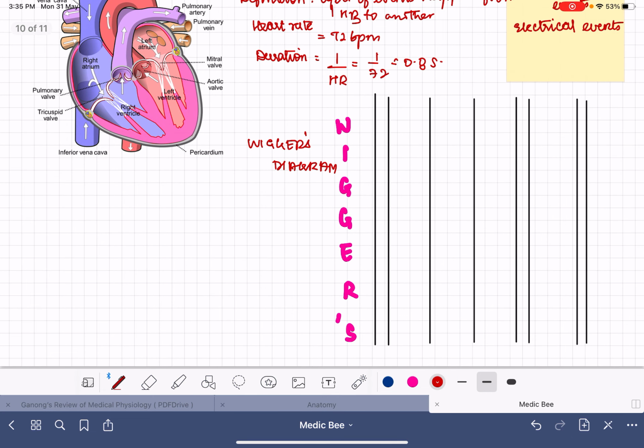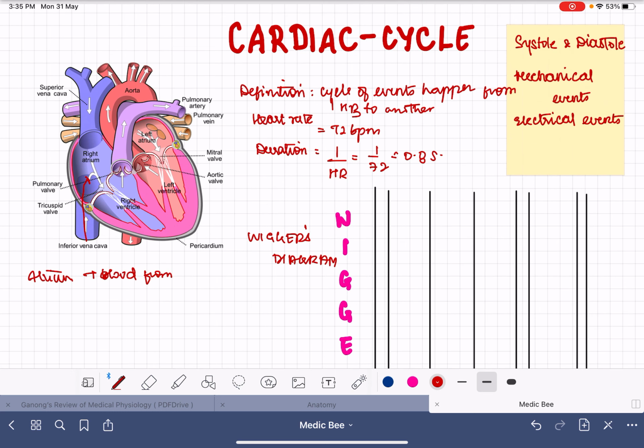The veins, the superior vena cava, inferior vena cava, and the coronary sinus, all drain deoxygenated blood into the atrium. The atrium gets its blood supply from the veins. In this diagram, the blood from the inferior vena cava, the superior vena cava, and the coronary sinus all enter the atrium. As so much blood is getting accumulated, the pressure on the tricuspid valve increases.